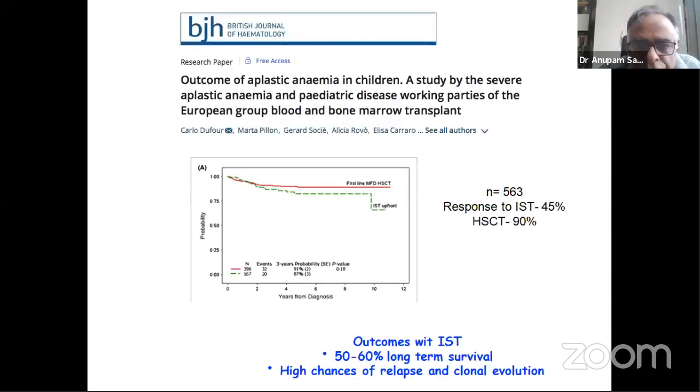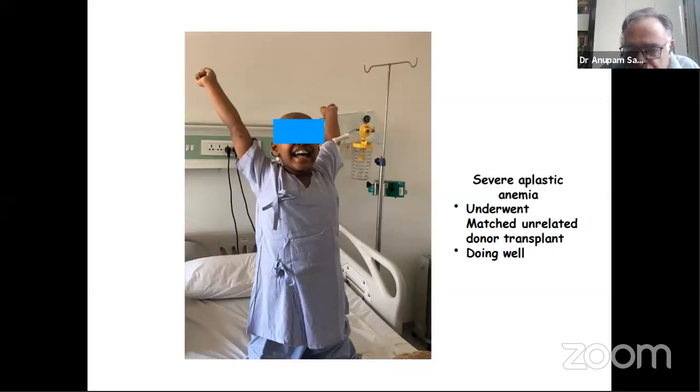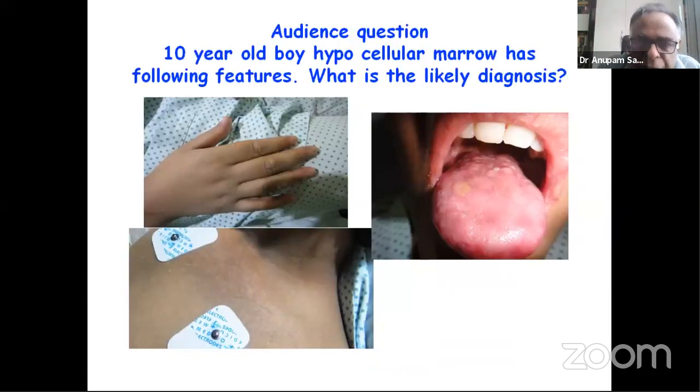So this is the outcome of aplastic anemia in a study of severe aplastic anemia. As you can see, HSCT is nearly 90%, whereas IST is around 50 to 60% or so. This is again a patient of severe aplastic anemia who underwent a matched unrelated donor transplant after IST and is doing absolutely fine. Audience question: 10-year-old boy with hypocellular marrow has the following features, as shown in the pictures. What is the likely diagnosis? Fanconi's anemia, Diamond-Blackfan, dyskeratosis congenita, and Shwachman-Diamond syndrome.